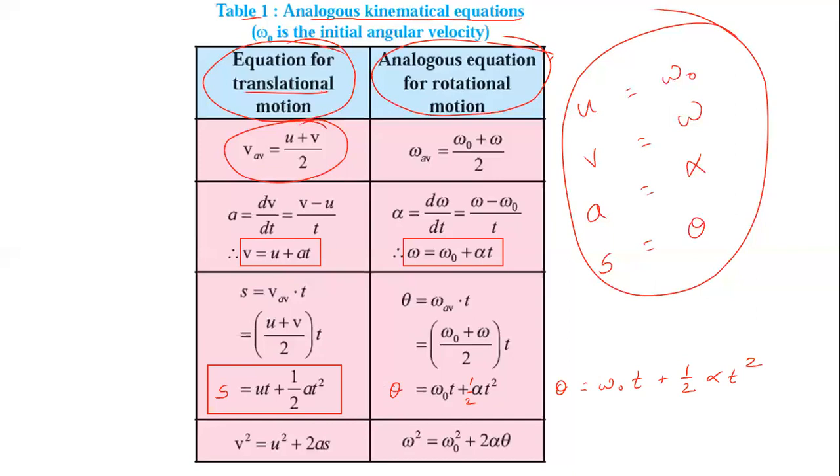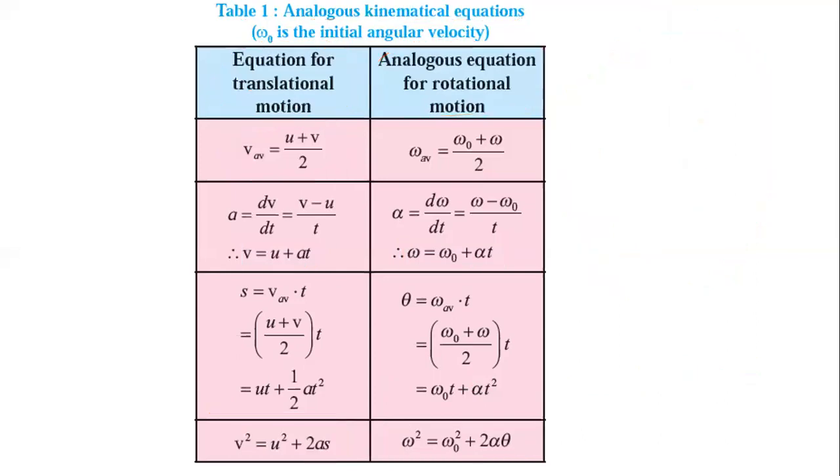Now the third kinematical equation is v square is equal to u square plus 2as in translational motion. The same equation we can write in rotational motion by replacing the corresponding terms: omega square is equal to omega 0 square plus 2 alpha theta. These are the kinematical equations which we have to use while solving the problems.